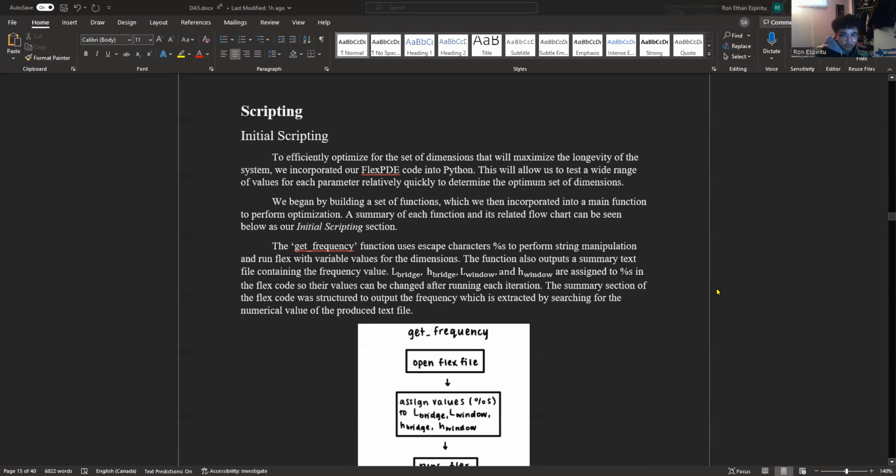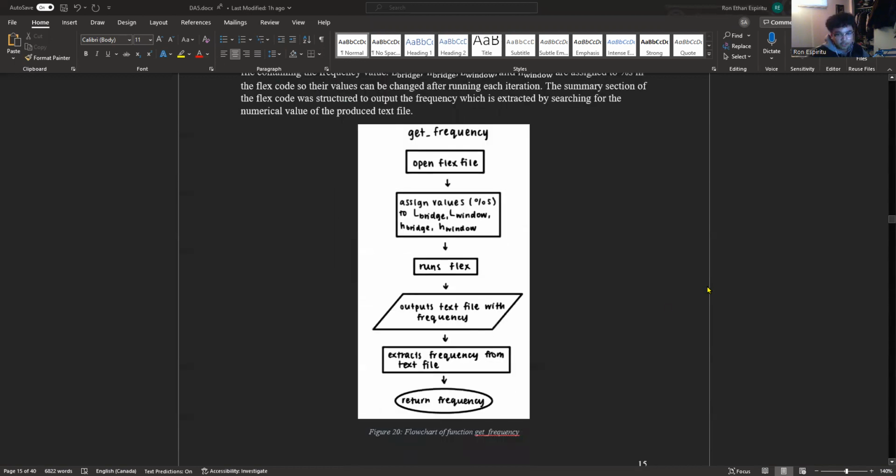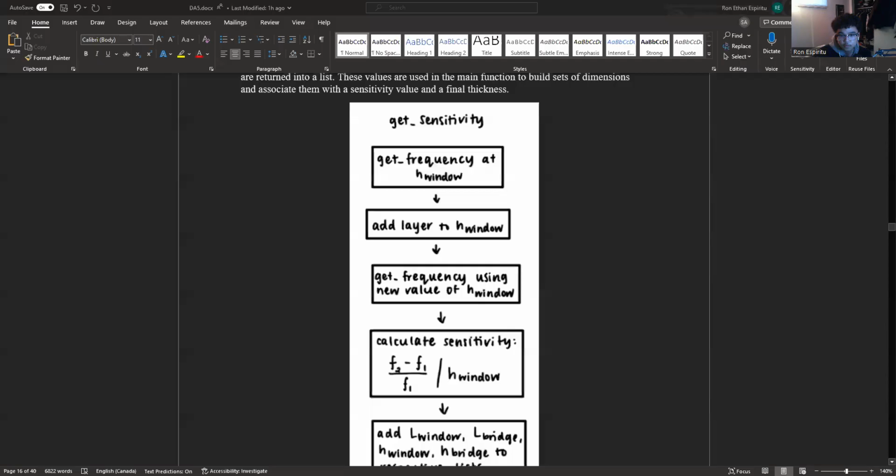Moving into scripting, it's important to recall that our goal here is to find the dimensions that maximize the longevity of our system. And to do this, we built several different functions. We have the getFrequency function, which uses string manipulation to run the Flex code given our dimensions, and returns the resonant frequency associated with those parameters. We have the getSensitivity function, which finds the sensitivity of a set of dimensions after increasing its deposit thickness by a small amount.